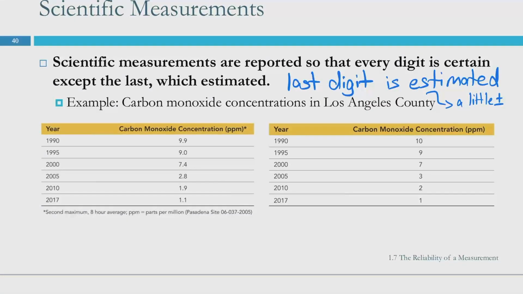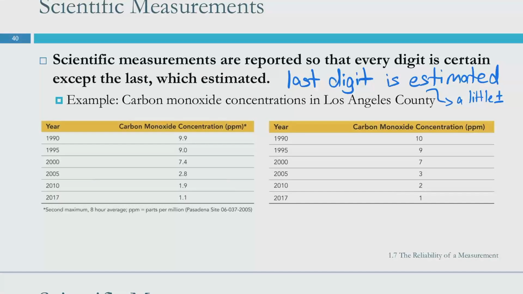It depends on what instrumentation, what measurement tools you used to determine those values. So for example, we might look at the carbon monoxide concentration in LA County. Using one set of measurements, we might report it as 9.9, 9.0, 7.4, and so on. Using a different set of measurements, we might only be able to report it as 10, 9, 7, and so on. So the ones on the left, we've got more numbers. The ones on the right, we've got fewer numbers. We've just rounded all these numbers on the left to get the numbers on the right.